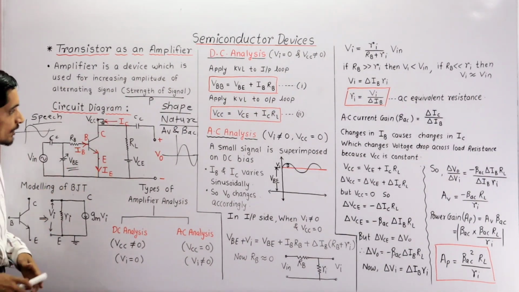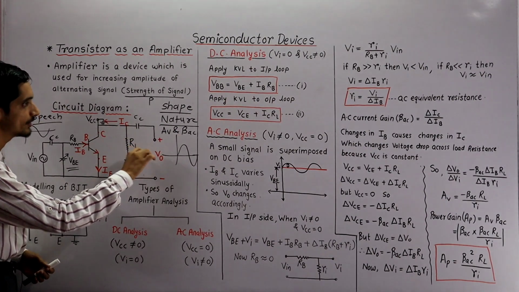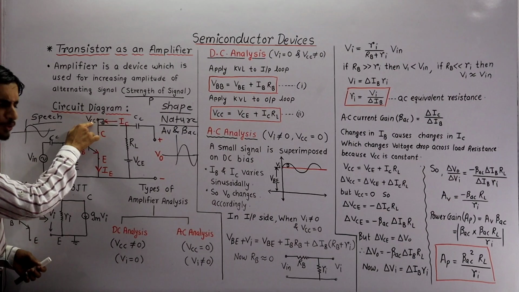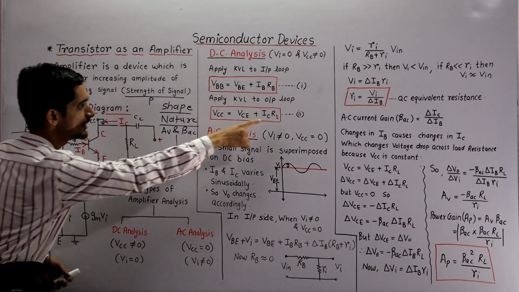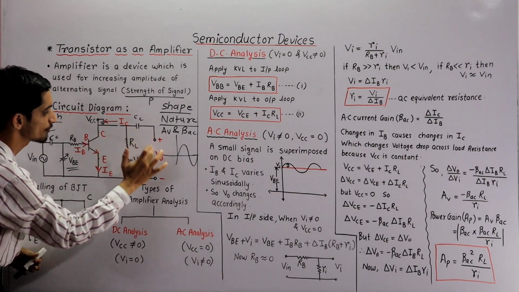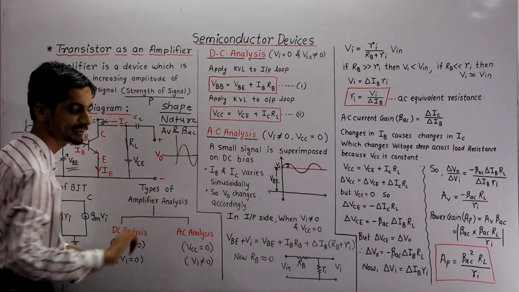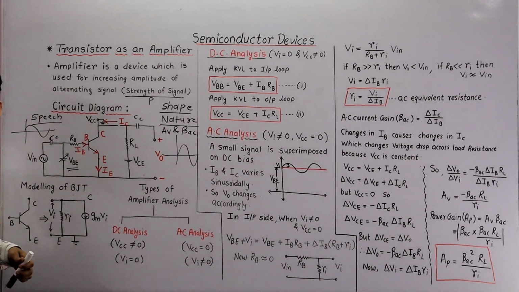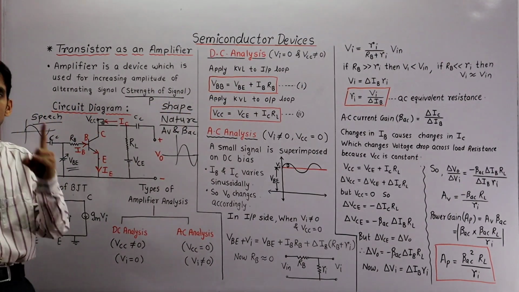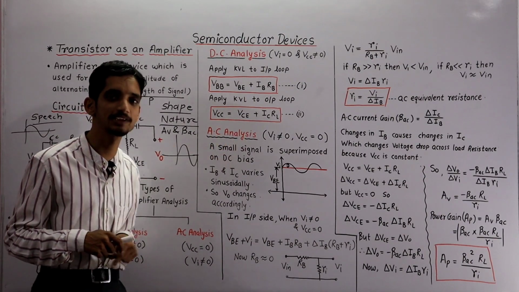From the output side, in the closed loop, VCC, which is the supplied voltage, is equal to VCE plus IC into RL, because current is not flowing here since it is open. So VCC is equal to VCE plus IC into RL. These are the two equations from DC analysis. Clear? Okay.